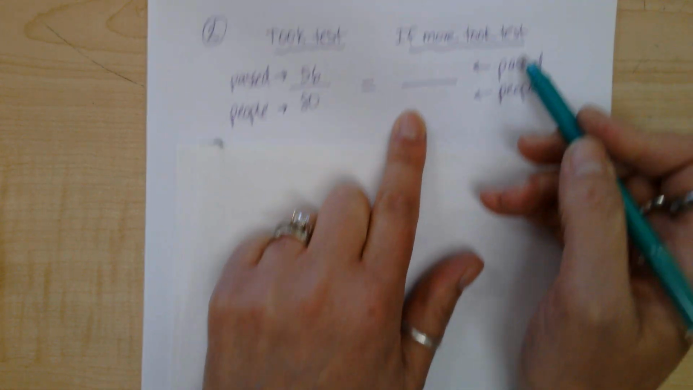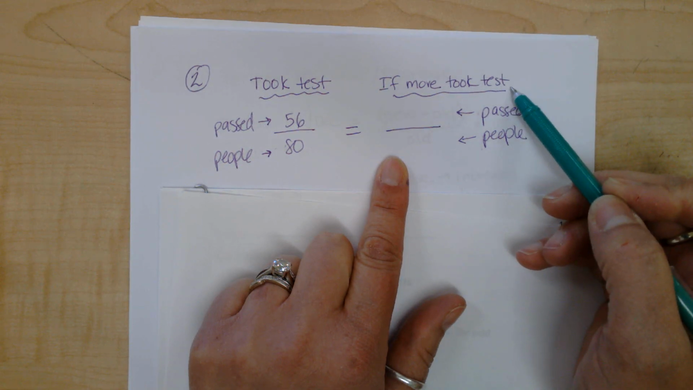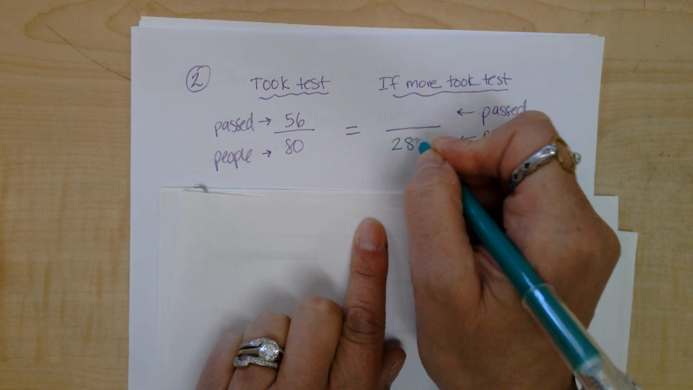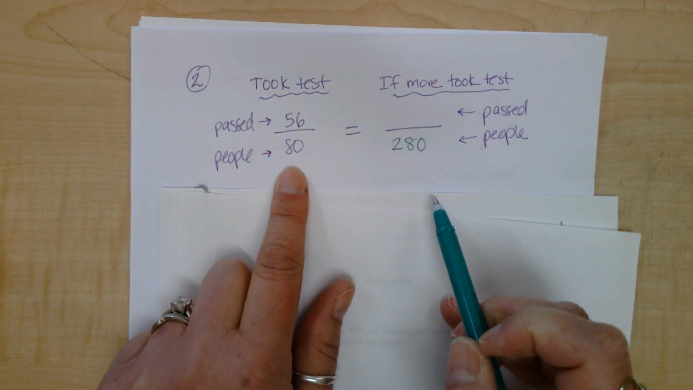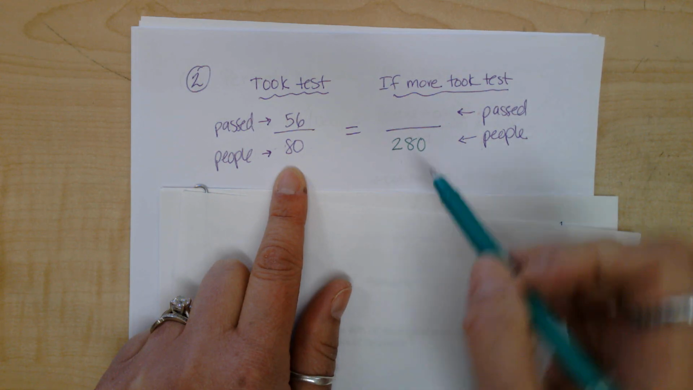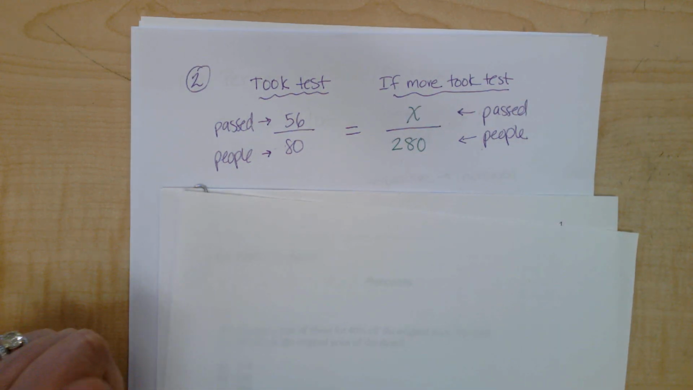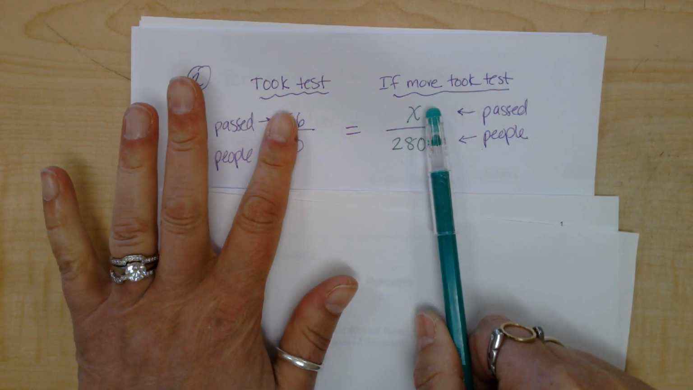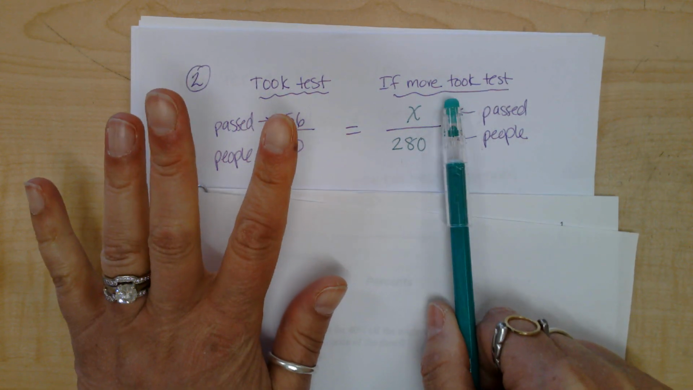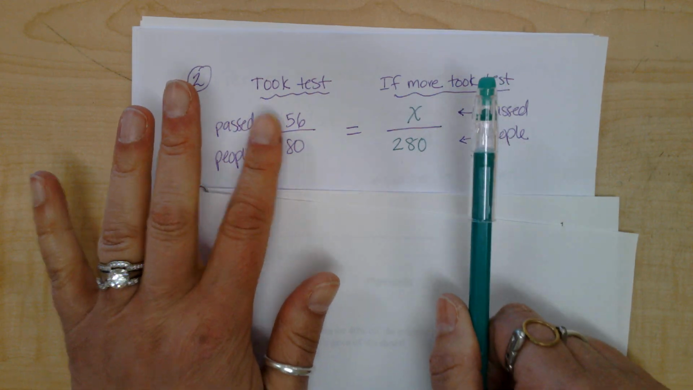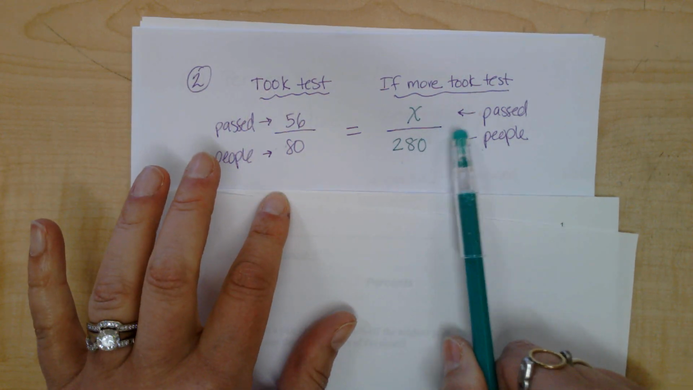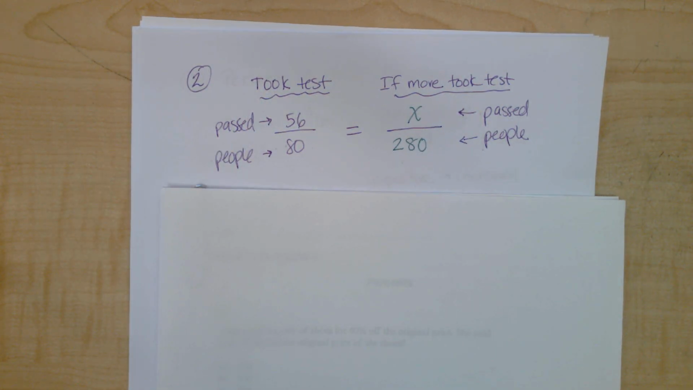Now, if more took the test, I know I have 280. So I had 80, now I'm at 280. We don't know how many are going to pass. So I would go and do a proportion on this. If you start to see two things that we can compare in a problem, I automatically write that data down. Again, this is just how it works in my mathematical brain.